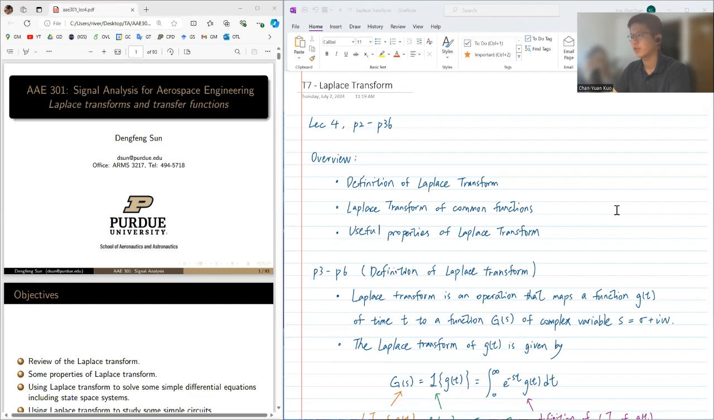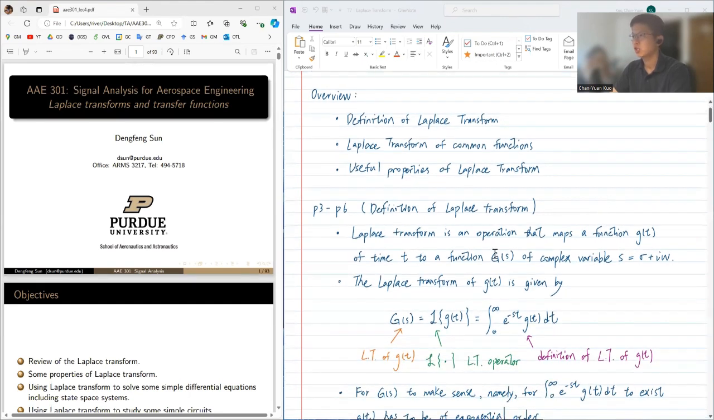Okay, let's first review the definition of the Laplace transform. The Laplace transform is an operation that maps a function in the time domain to a function in the complex domain. The Laplace transform of a function g(t) is given by the integral of e^(-st) times g(t) from 0 to infinity with respect to t. Here we let G(s) denote the Laplace transform of g(t), and we let the symbol L denote the Laplace transform operator.